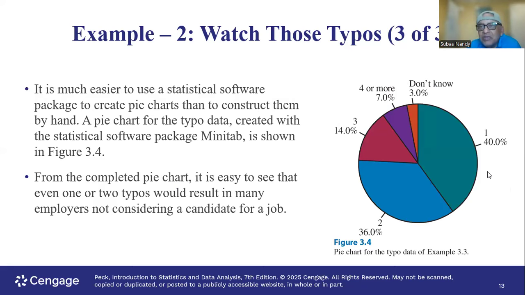So nowadays we use statistical software such as Excel, and it clearly shows you the areas of the different sectors or different categories of response. The highest category, or highest area, is one typo. 40% of the executives would reject a resume if there's just one typo. And then 36% of the executives they interviewed will reject a resume if there are two typos.